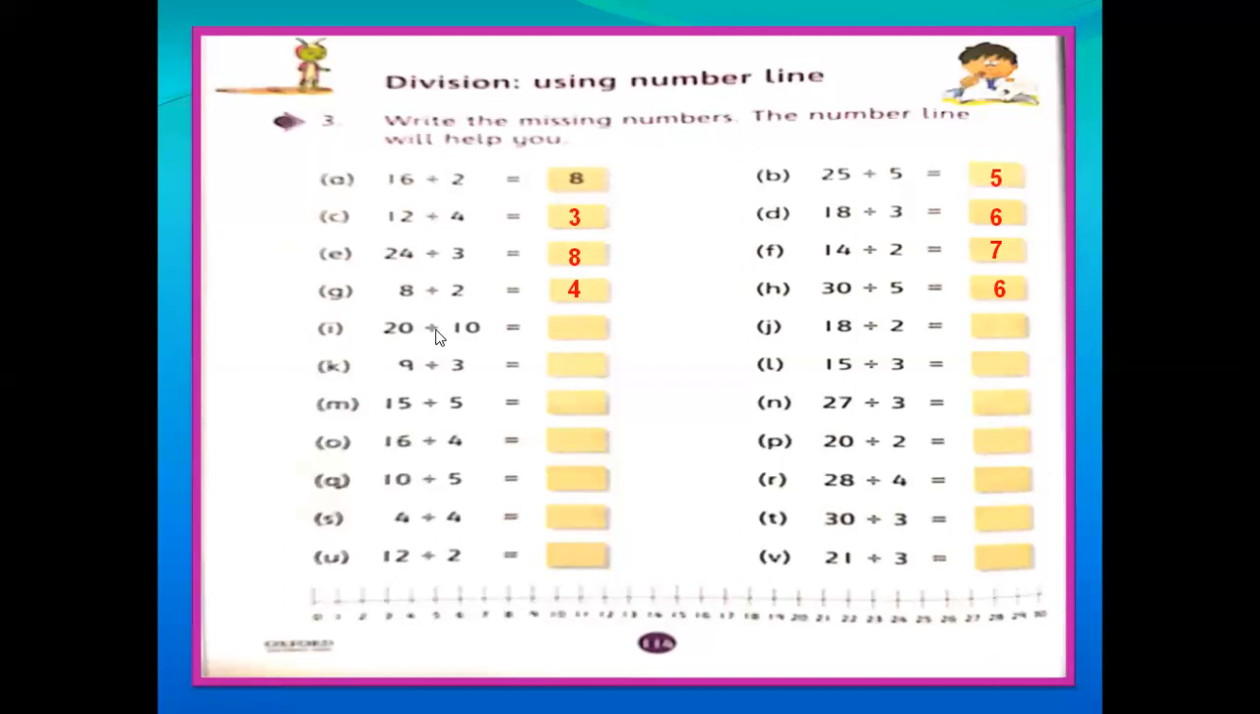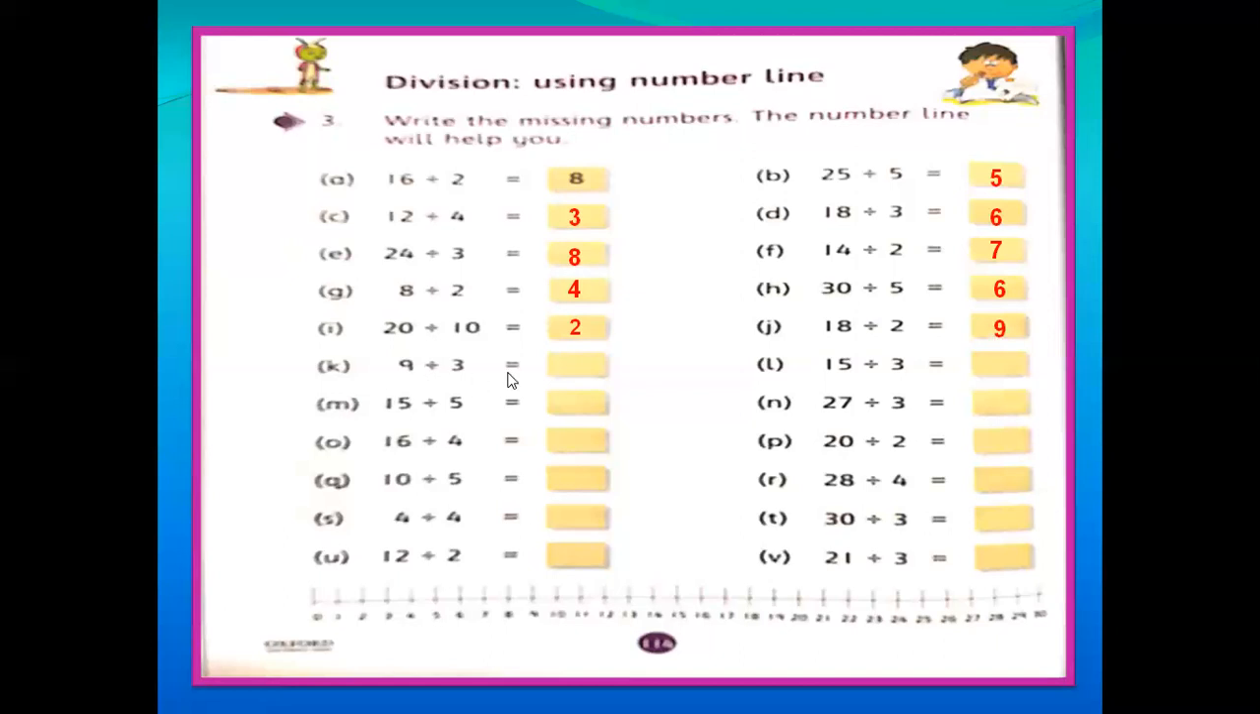20 divided by 10. So 10 ones are 10, 10 twos are 20. 20 comes when we multiply 10 with 2. 2 is our answer. J part, 18 divided by 2. Read the table of 2. 2 ones are 2, 2 twos are 4, 2 threes are 6, 2 fours are 8, 2 fives are 10, 2 sixes are 12, 2 sevens are 14, 2 eights are 16, 2 nines are 18. So 9 is our answer.